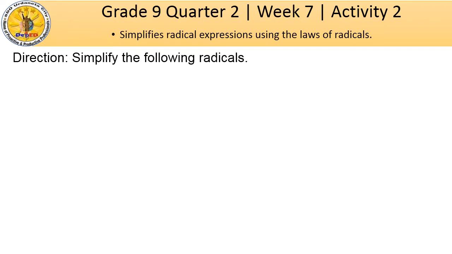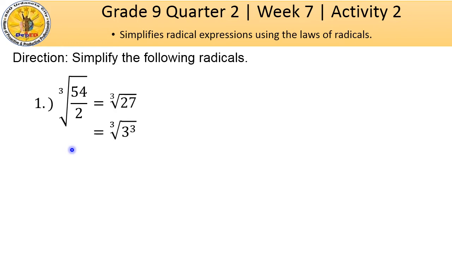Next, activity 2. Simplify the following radicals. Number 1, cube root of 54 divided by 2. Bago ang lahat, tingnan muna natin kung maaari nating i-simplify yung fraction na nasa loob ng ating radical sign. 54 divided by 2? Pwede. It becomes cube root of 27. Now, we can easily simplify this radical using the first law of radicals. 3 cubed is the exponential form of 27. We can now cancel index 3 and exponent 3. And then the answer now is 3.